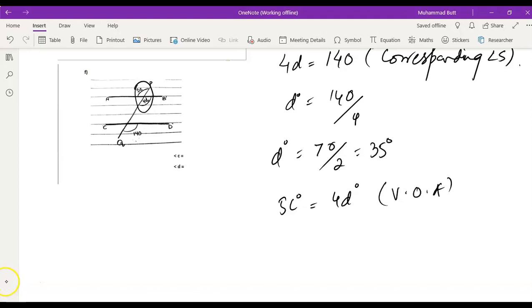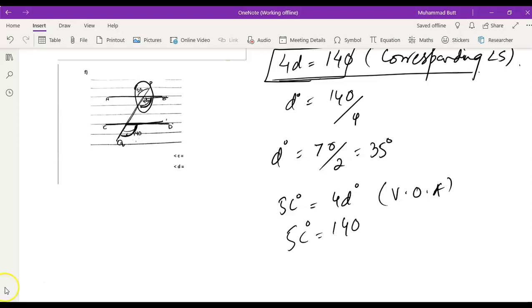And we know that 4D is equal to 140 over here because we have done it. These are the corresponding angles, 4D and 140. They occupy the same position and they are making an F over here. Look at this. So we can substitute the value of 4D over here. Instead of 4D, you can write 140. And we'll find out the value of C. You can solve it, and you can find out the value of C is 20.